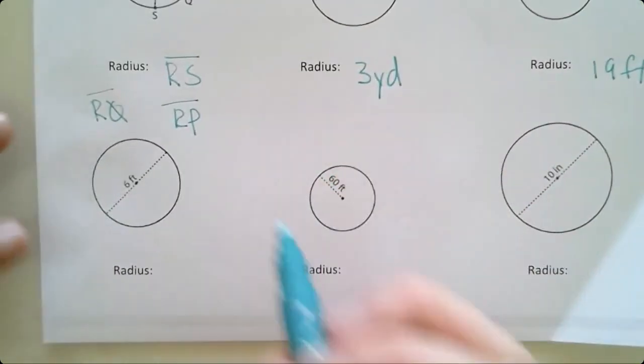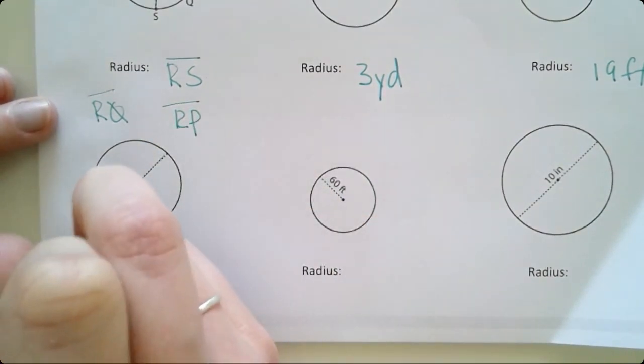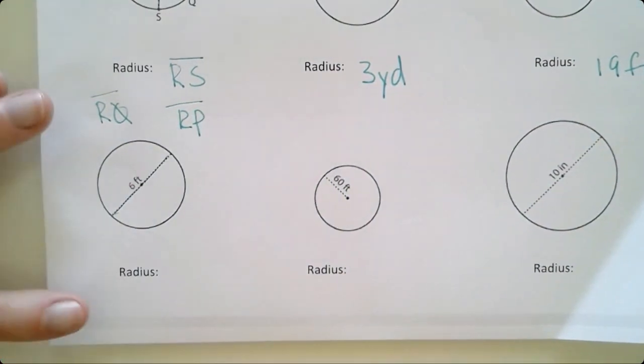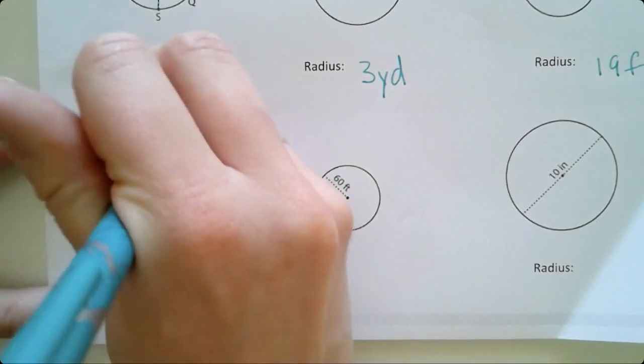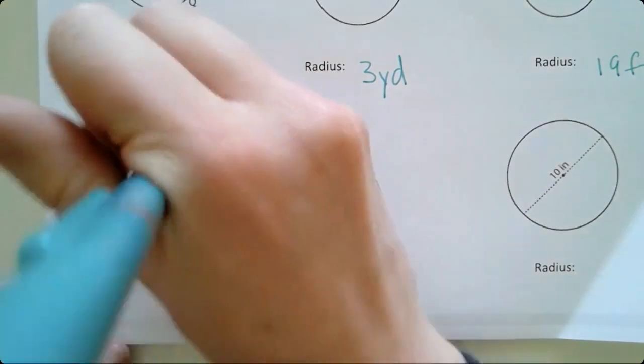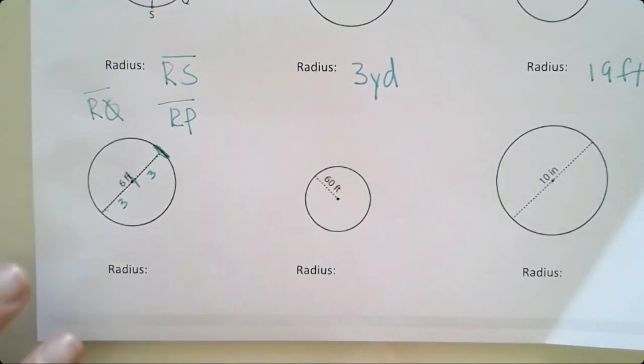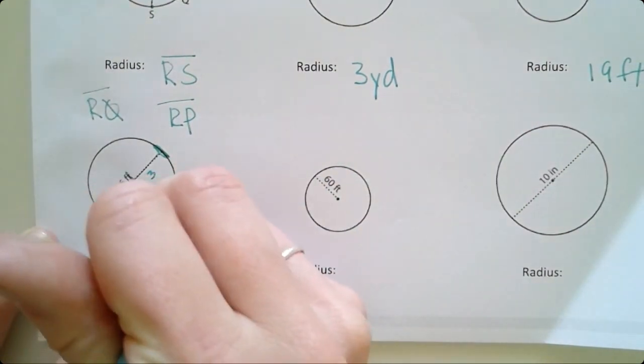So if you look at this and you notice that this whole thing is 6 feet, this whole distance across is 6 feet. We want to know just the radius, right? Just this chunk right here. So you don't want the whole line across. You just want halfway across. Well, half of 6 is 3. This must be 3 and this must be 3 in order to make 6 feet all the way across. So the radius has to be 3 feet.